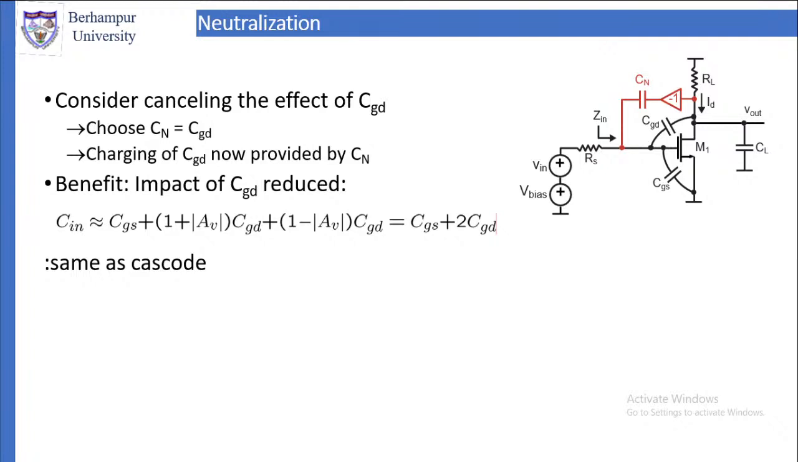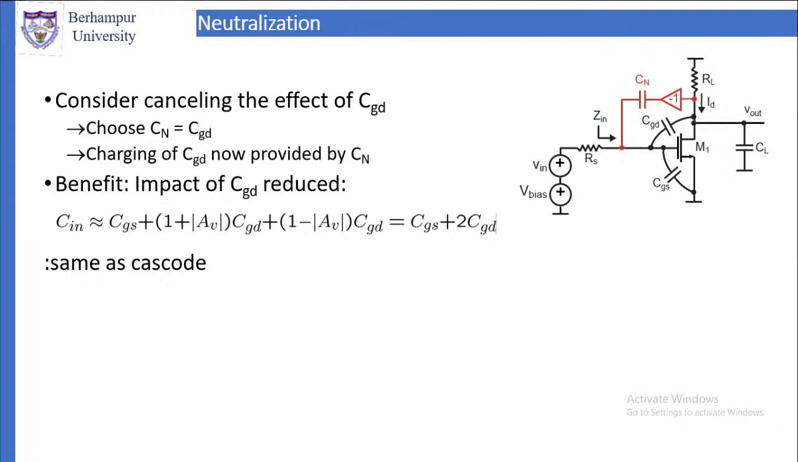So we are using an op-amp there, operational amplifier, or any amplifier you are using, so that we are putting an additional capacitor. If you put a capacitor, this Cn is equal to CGD. If Cn is equal to CGD, then the charging of CGD will be provided by Cn now. Consider cancelling the effect of CGD. How to cancel that? Use another capacitor. Charging of that capacitor will be provided by CGD, because CGD will discharge to RL and charge Cn.